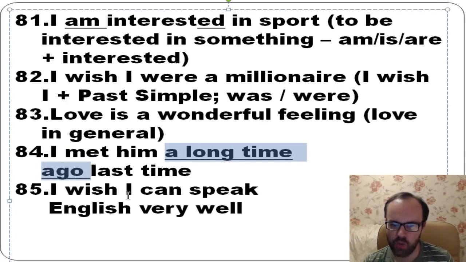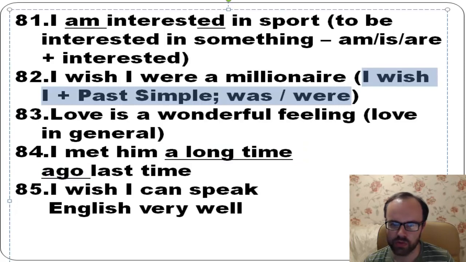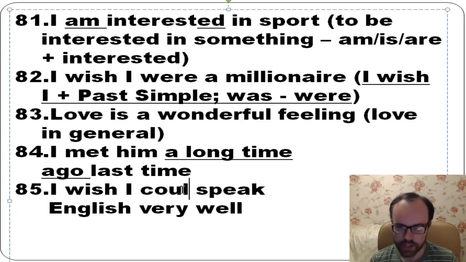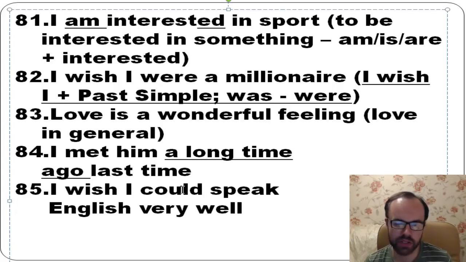Here. I wish I can speak English very well. So it's the same rule. I wish I plus past simple. So, what is the past form of can? Could. So, I wish I could speak English very well. It means that it's my wish. I don't speak English well, but I want to speak it well.